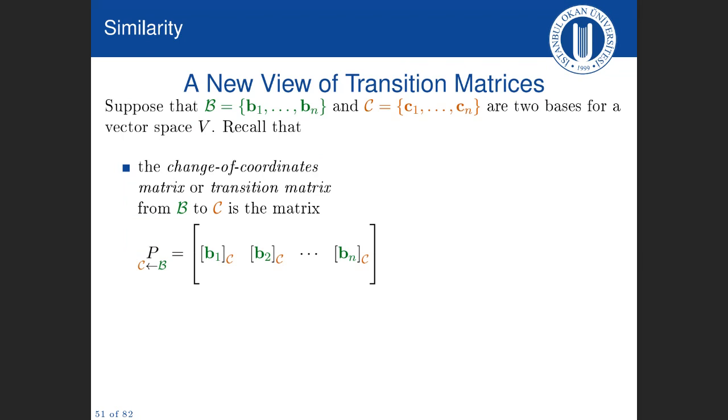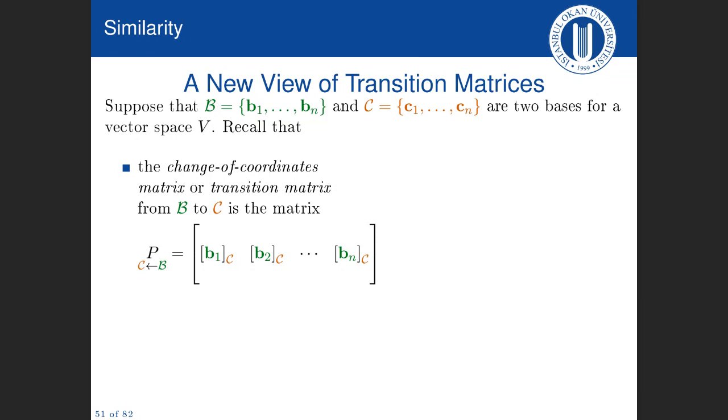Let's talk about transition matrices again. Transition matrices is a topic which is covered by the first midterm exam. Let's suppose B and C are two bases for one vector space V. And I want to remind you of some of the ideas we've seen before. The change of coordinates matrix, or the transition matrix from B to C, is this matrix.